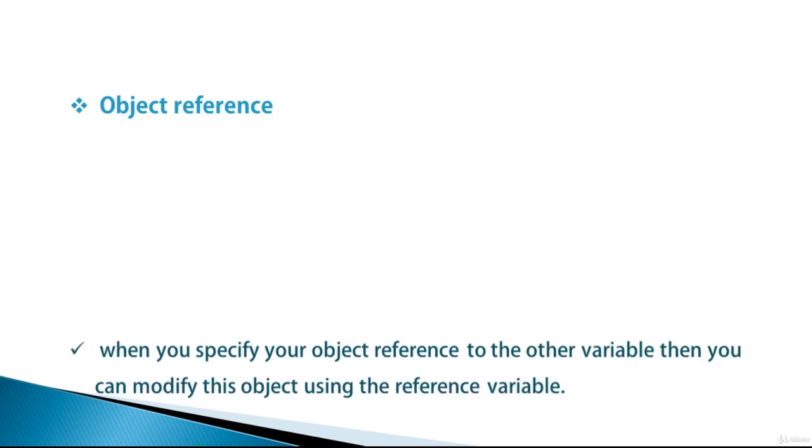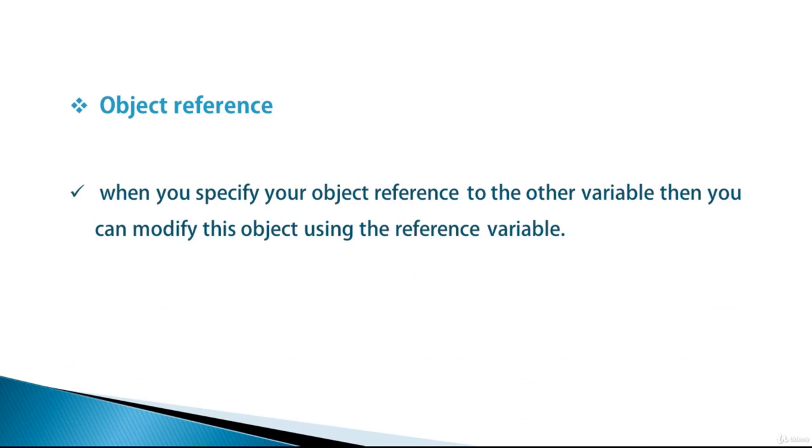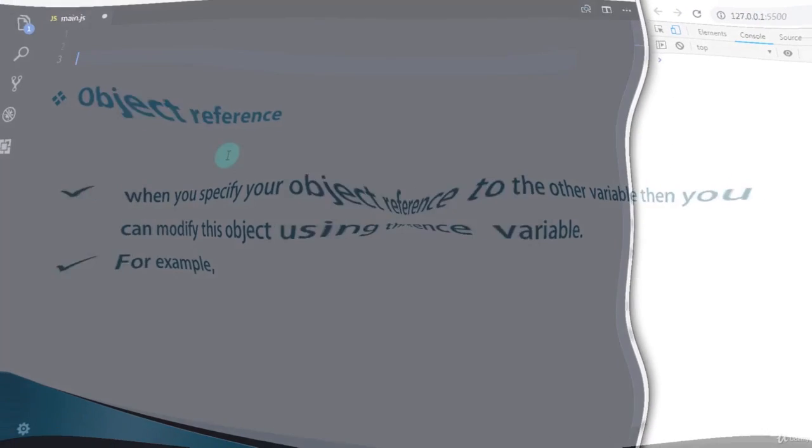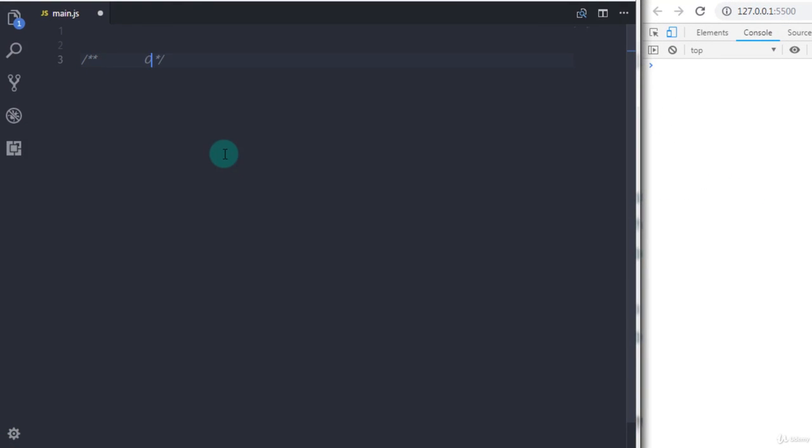It means when you assign your object reference to another variable, then you can modify this object using the reference variable. Using the example, you will understand what I want to say. Suppose I have an object and you have a reference of that object in a variable like this. If I just declare an empty object here, I will say const obj and specify curly braces here, and this is my empty object.